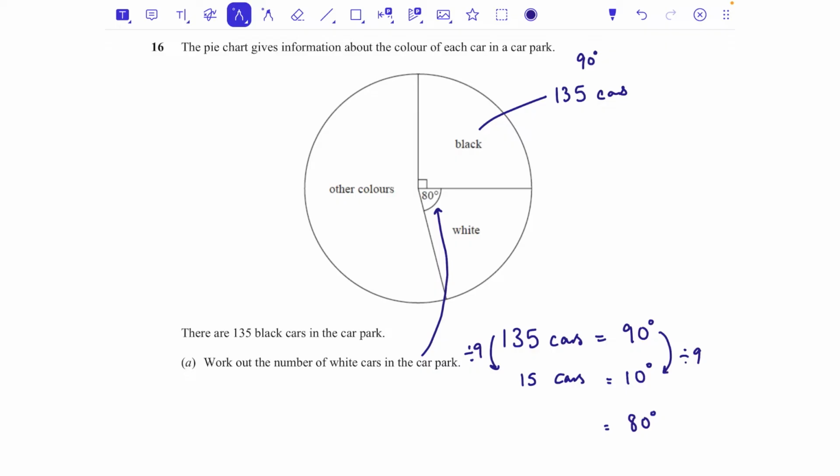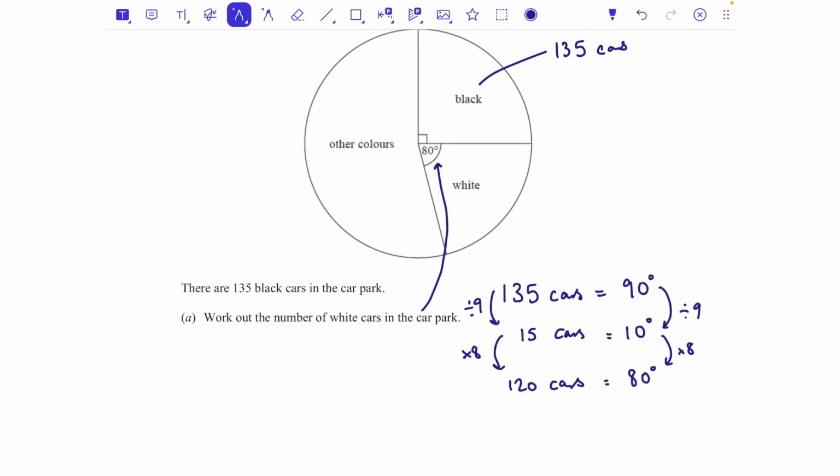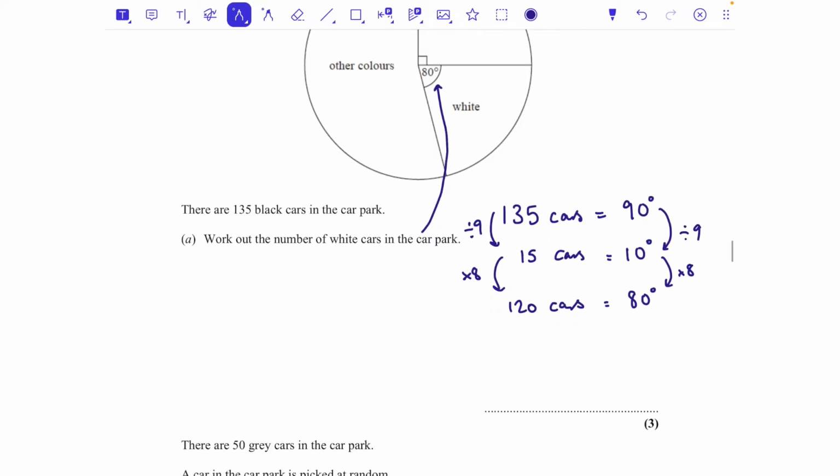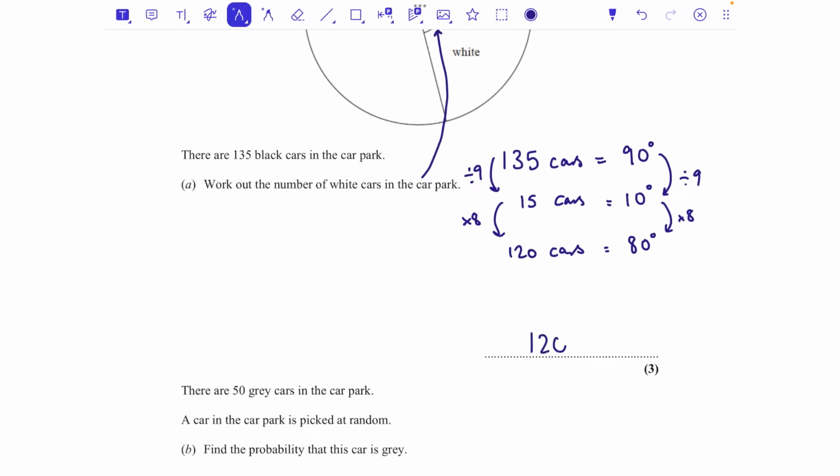And so if I want to go to 80, I could just take that off, or I could times by 8. And so 15 times 8 is 120 cars. Or you can do 135 take away 15, because 90 take away 10 is 80. So there we go. It is 120 cars is your answer for that one.